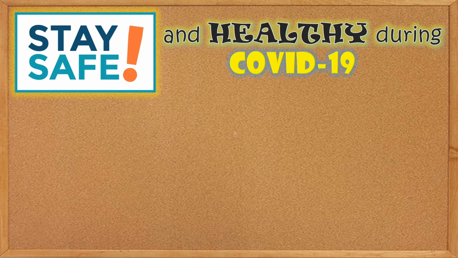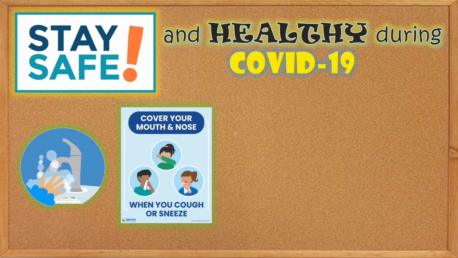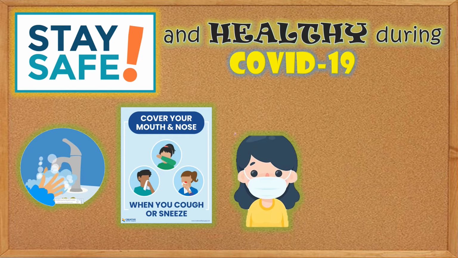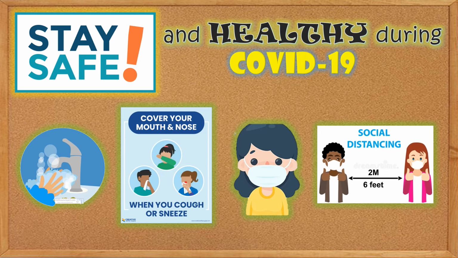Our lesson for today, I have here some tips and reminders about COVID-19. First one, clean your hands frequently. Use soap with water or an alcohol-based hand rub. Next, always cover your nose and mouth with your bent elbow or a tissue when coughing or sneezing. Third one, wear a mask, especially when physical distancing is not possible. Lastly, always maintain a safe physical distancing. Again, stay safe and healthy during COVID-19.